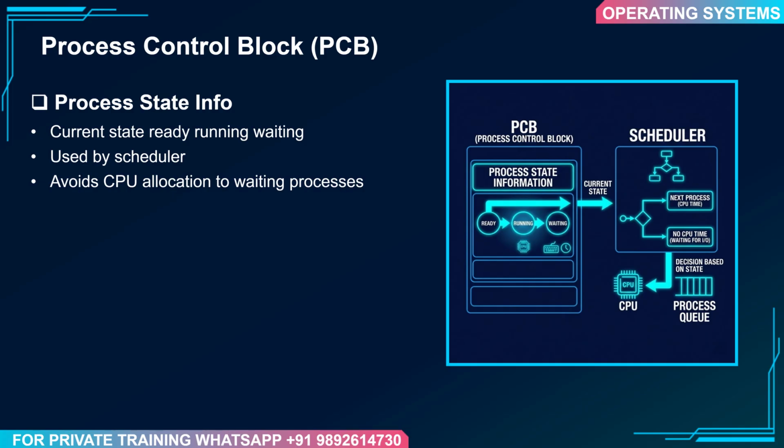As you learned earlier, a process can be in different states such as ready, running, or waiting. The PCB stores the current state of the process. This is crucial because the scheduler uses this information to decide which process should get the CPU next. For example, if a process is in the waiting state because it is waiting for input from the keyboard, the scheduler knows not to give it CPU time until the input is ready.